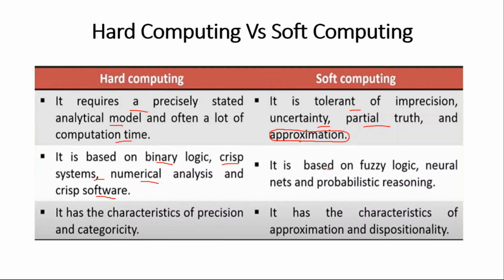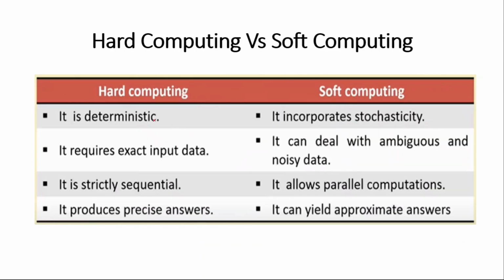Okay, whereas soft computing is based on fuzzy logic, neural networks, and probabilistic reasoning. Okay, so the characteristics of hard computing are precision and categoricity. So the result should be precise, and it should be very categorical. Okay, whereas the characteristics of soft computing are approximation and dispositionality. Hard computing is deterministic, that is, you can tell this is the result exactly, whereas soft computing is stochastic, meaning it is probabilistic. It requires exact input data.